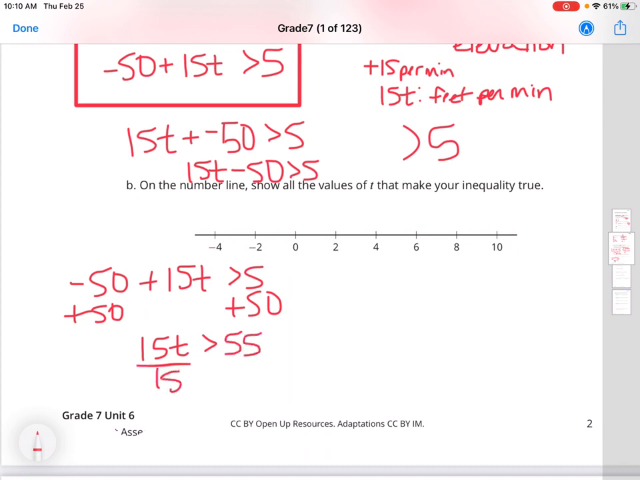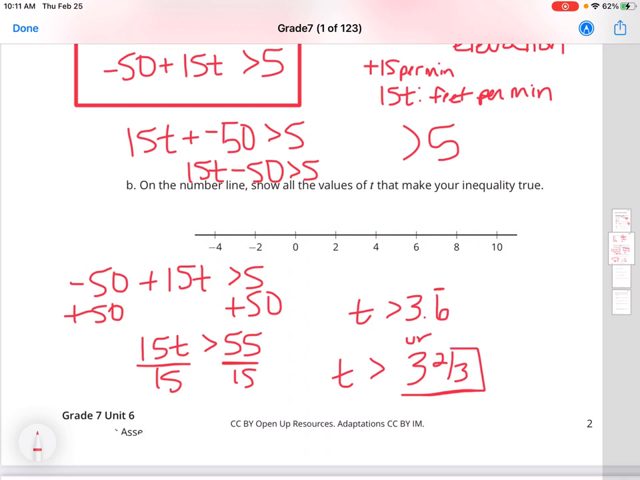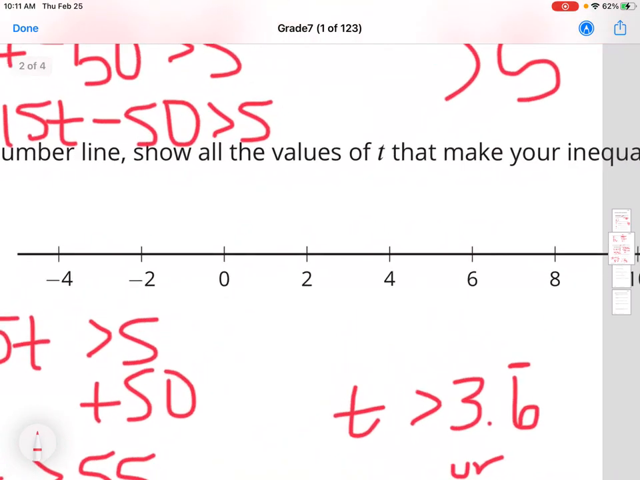And then I want to divide both sides by 15. So that tells me that t is greater than 55 divided by 15, which would be 3.6 repeating. Or I could put 3 2/3. So my number line's going by 2's. So I need to figure out where 3 2/3 would be, because that's where my circle would go.